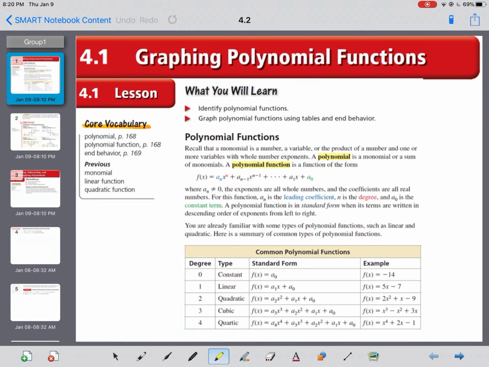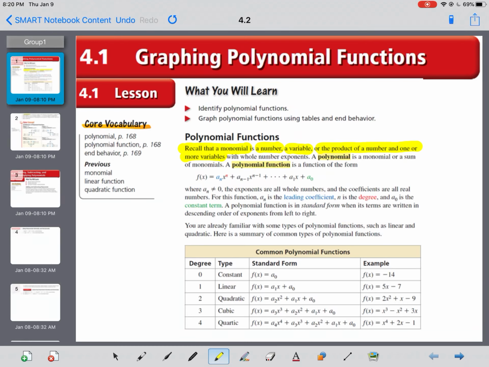So recall that a monomial is a number like 12, or a variable like x, or the product of a number and one or more variables like 12x, or 12xy, or 12a squared b to the third c to the fifth. That whole thing, everybody multiplying together, is a monomial.